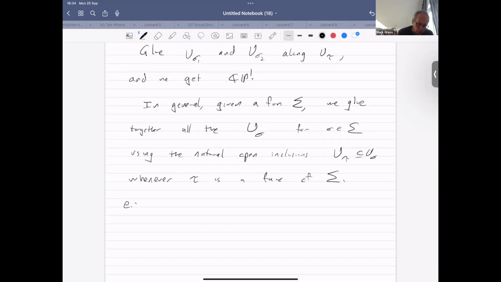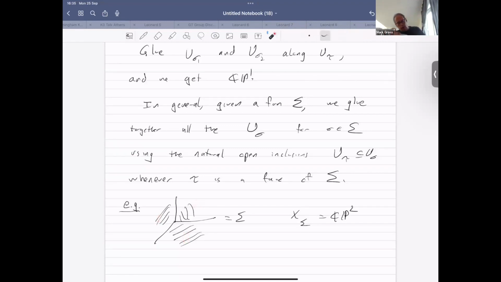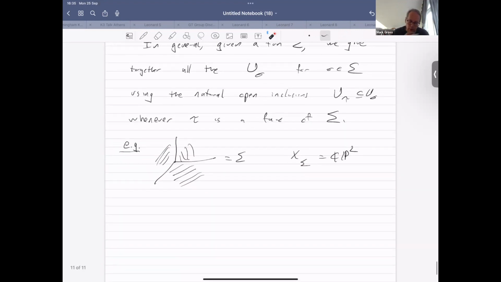So let me give you two examples, which I'll leave as exercises, two-dimensional examples. If I go back to this example of three two-dimensional cones, then X sigma is equal to CP2. Each of these three two-dimensional cones will give you a copy of the affine plane, and then they get glued together the way the three open affine subsets of CP2 get glued together. So that's a very good exercise to do.